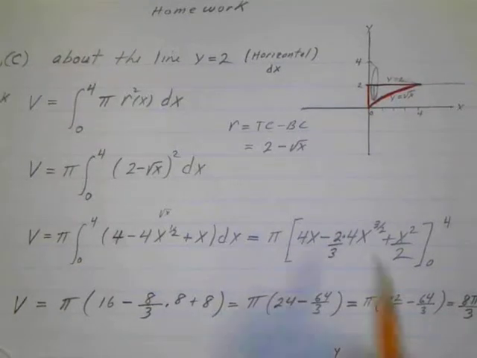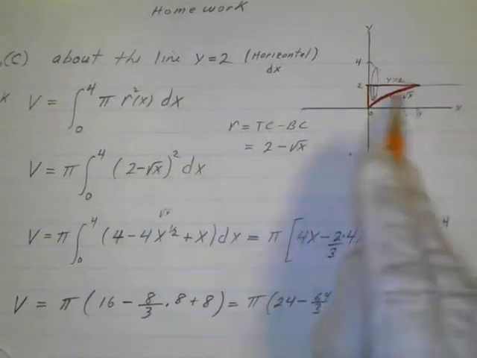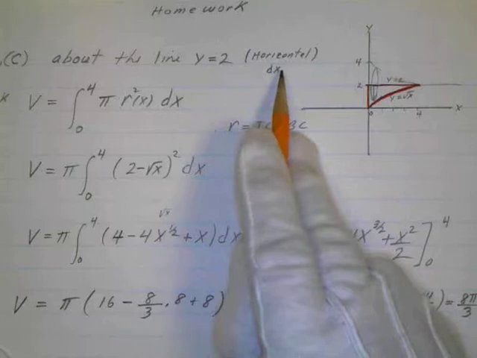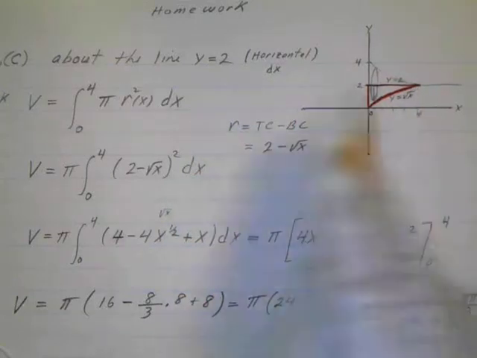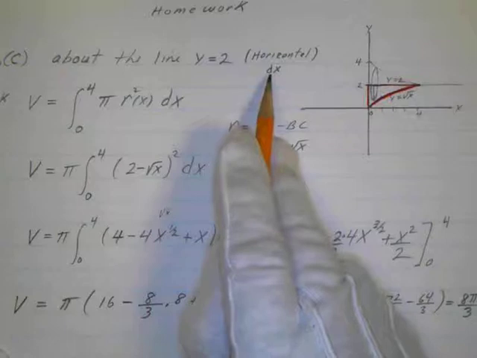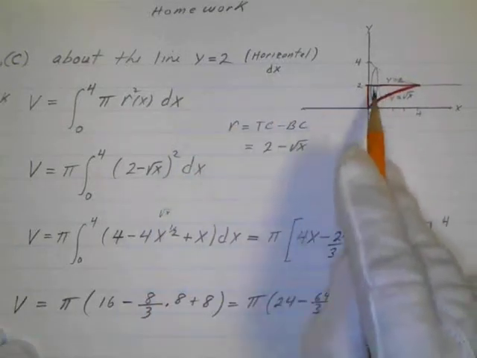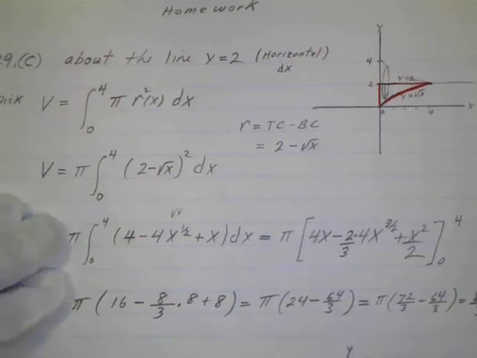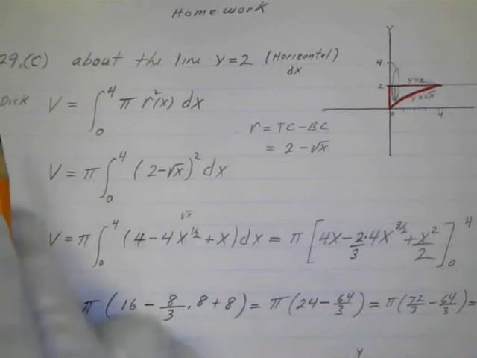And now we're going to rotate this about the line y equals 2. So now my axis is horizontal, so it's going to be with respect to x, kind of like the x-axis. Horizontal line, so it's going to be dx, so everything has to be back in terms of x. And again, there's no gap in here, so this will be the disk method. So I try to indicate that over here. Disk.